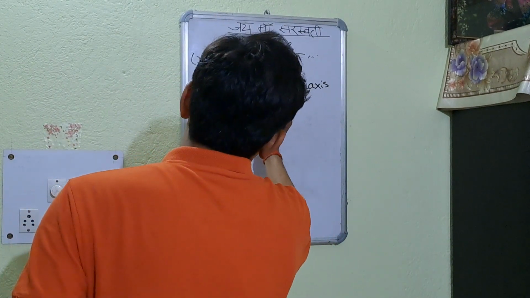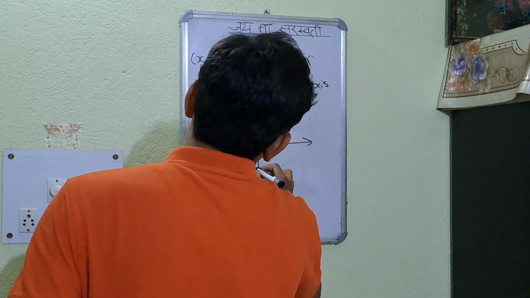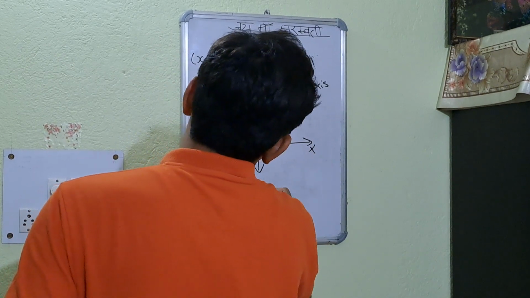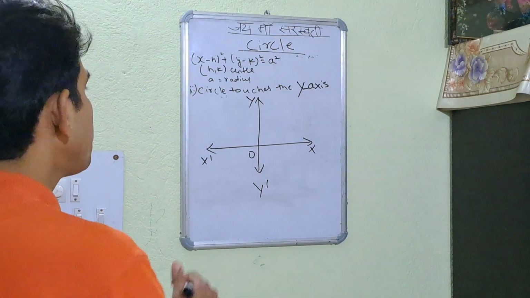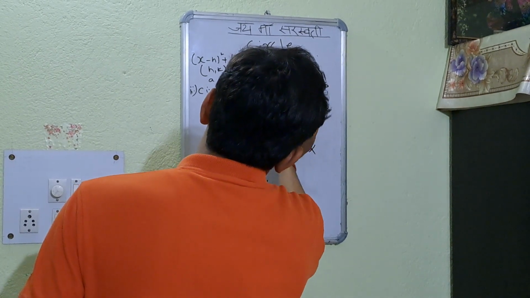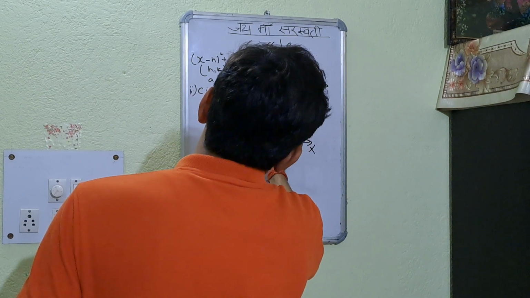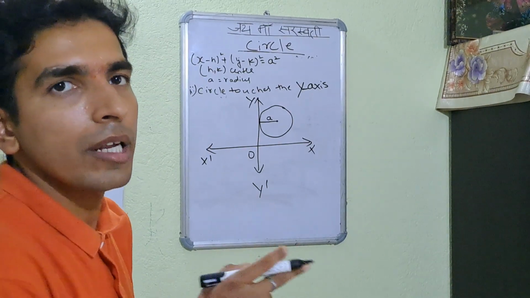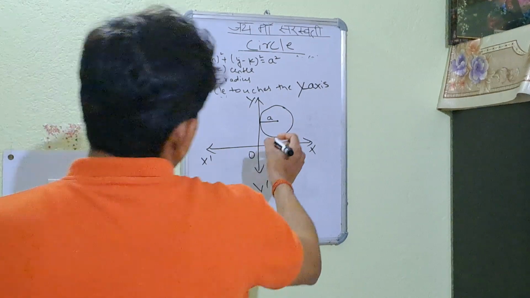Whenever we draw a coordinate axis like here, this is the origin, this is x, this is x dash, y and y dash. Now it is given that the circle is touching the y-axis. As per the condition, the circle will touch the y-axis only. So in this case, this is A, the radius of the circle, and the radius of the circle is parallel to the x-axis. So that will be the x coordinate.